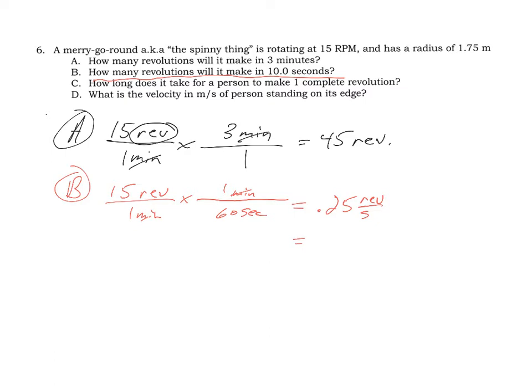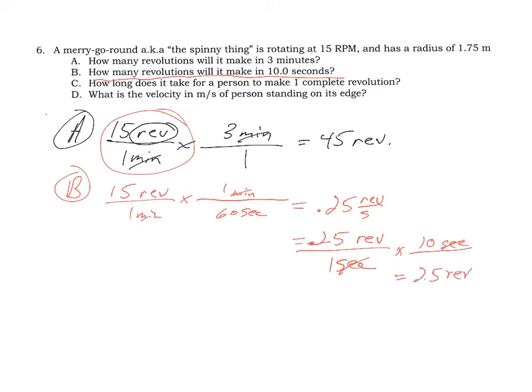Which we would write 0.25 revolutions per 1 second, just like what I did up here, but now it's minutes. And they want to know in 10 seconds. So 10 seconds here, but by seconds, isn't that going to equal 2.5 revolutions? Woo woo. All right, let's go to D.